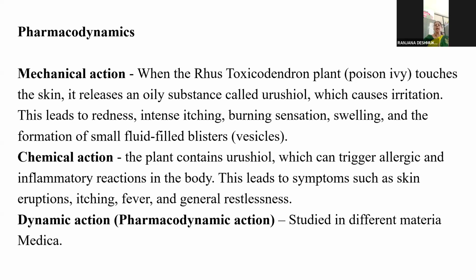If you come to see the mechanical action of Rhus Tox, the mechanical action is the mechanism, how the drug acts in a different manner.